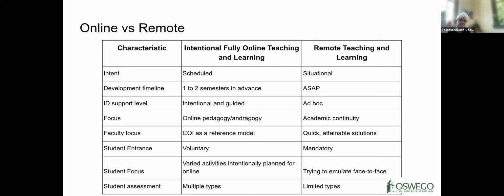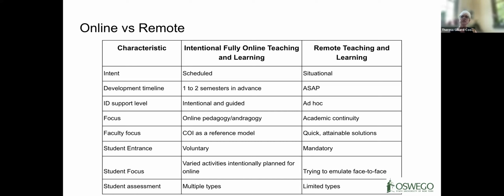During the pandemic, flexibility was key to everything we did. But what we did find is that we needed to clarify what the difference was between, for example, intentional fully online learning and teaching and remote teaching and learning. And as you can see in the chart, it's two distinctly different components, because the intent is very different.